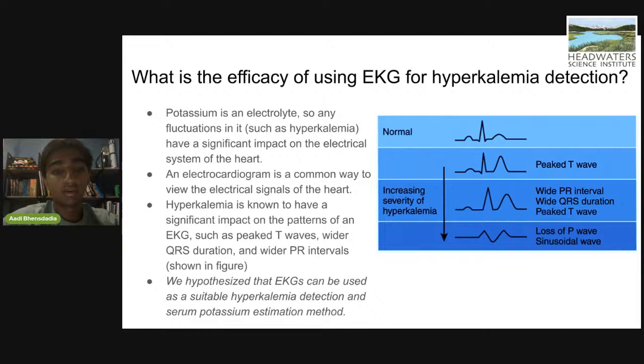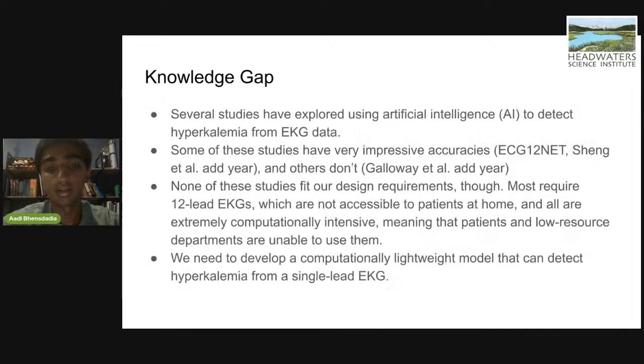This is not only something that we thought, it's actually something that's been proven by a lot of studies, that these characteristics show up time and time again in the EKGs of hyperkalemia patients. So we hypothesized that EKG can be used as a suitable hyperkalemia detection and serum potassium estimation method.